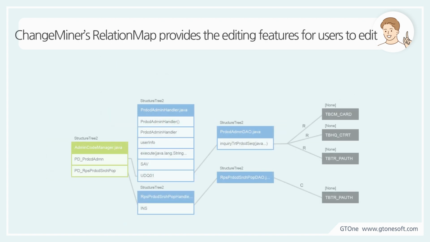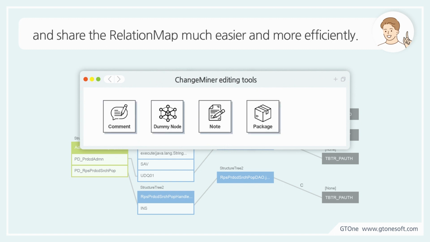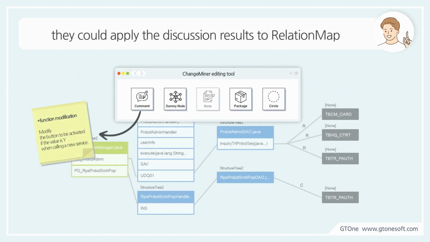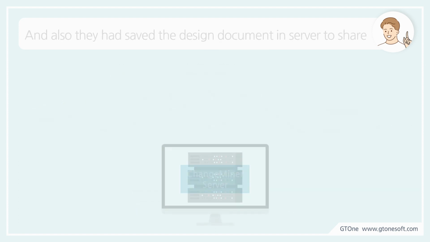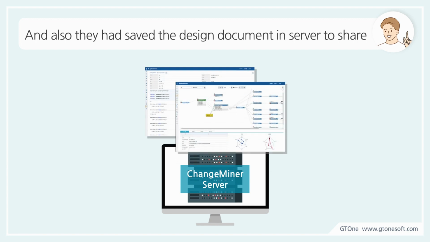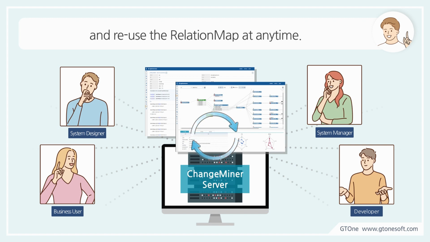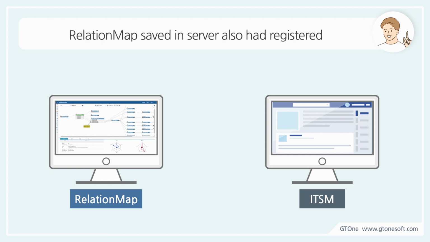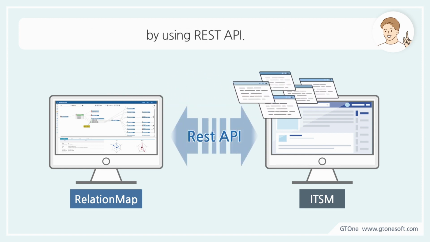ChangeMiner's relation map provides editing features for users to edit and share the relation map much more easily and efficiently. So, to make the design document, they could apply the discussion results to the relation map at the detailed program level. And they also saved the design document on the server to share and reuse the relation map at any time. The relation map saved on the server was also registered as an artifact document of the IDSM systems planning stage by using REST API.